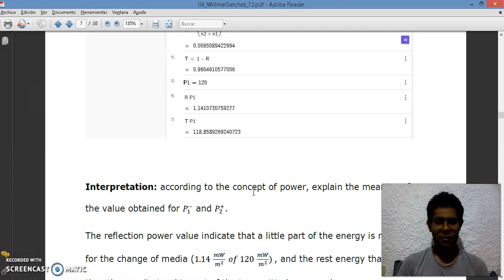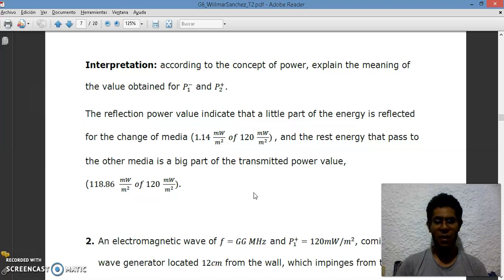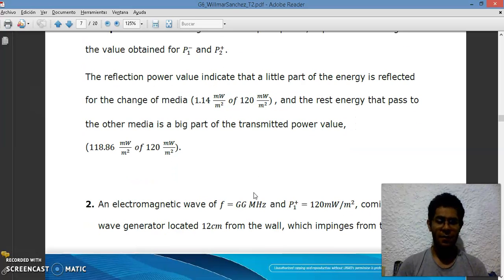These are the operations, and the interpretation is that the energy reflected is so small, only 1.14 of 120, and the energy that passes, that is the refraction, is almost the totality of the energy, 118.86 of 120.